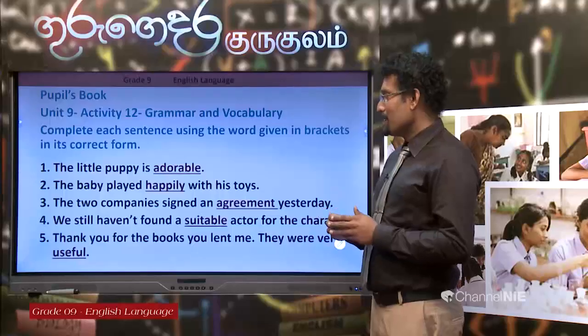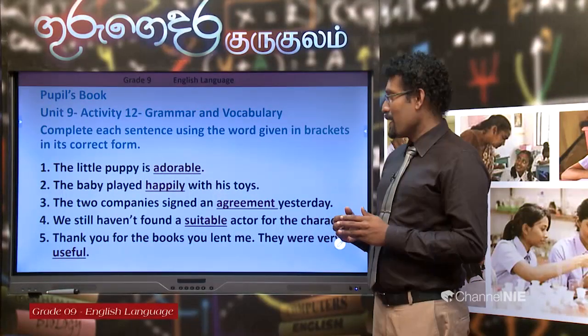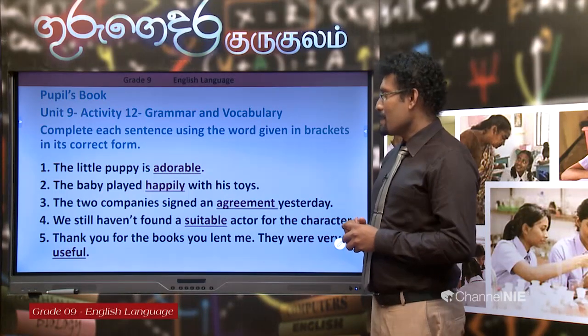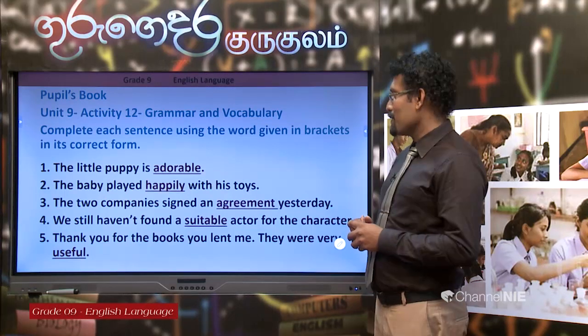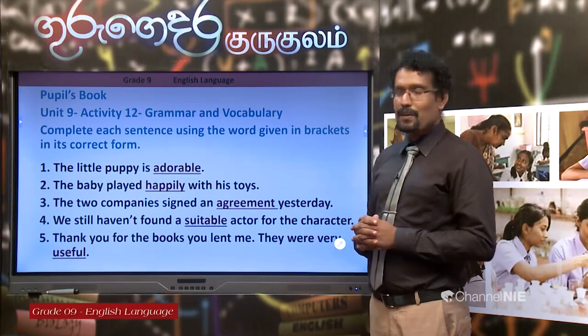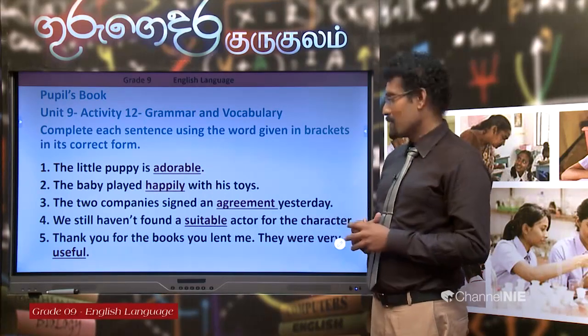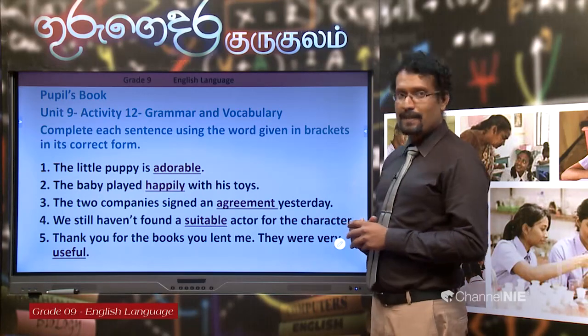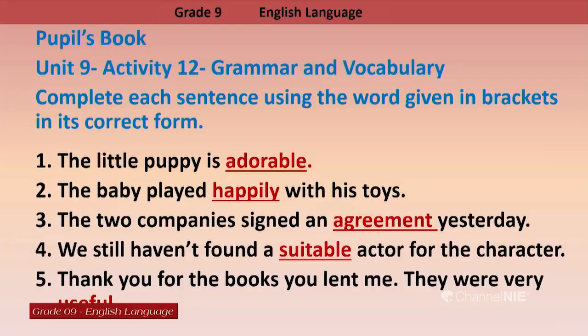So, the little puppy is adorable. For the verb adore, you add able. When you add able, remember the last E needs to be removed. A-D-O-R-E, no, that's wrong. A-D-O-R-A-B-L-E, adorable. You love to have it. Then the baby played happily. So, when you add ly at the end, as I told you earlier, HAPPI, the Y is removed, HAPPILY, happily with his toys.